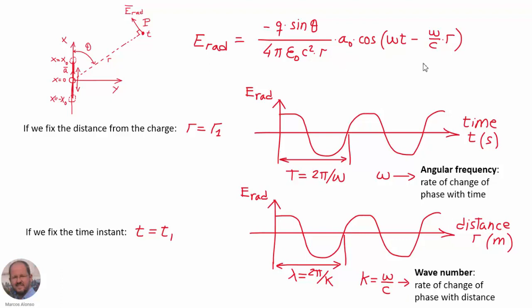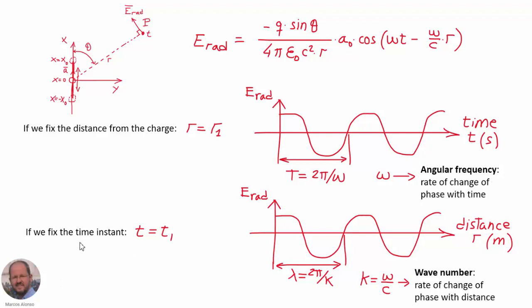And this expression corresponds to the expression of a wave, because if we fix the value of the distance, for example r equal to r1, then we remain at a given position and we evaluate the value of the electric field in time, then we are going to have an evolution like this, in which we have a given amplitude and a period which corresponds to this value here, 2 pi over omega, where omega is one of the important parameters, as we have seen, of the electromagnetic radiation, and is called the angular frequency, which is the rate of change of phase with time.